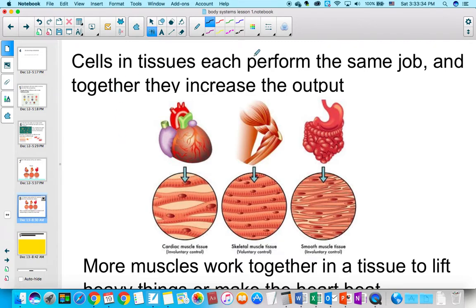Cells and tissues each perform the same job, and together they increase the output. What I mean by output, I mean their efficiency. They're able to work better together, right? You couldn't lift a heavy weight if you didn't have all of these cells in your muscle tissues pulling together. You wouldn't be able to lift things, you wouldn't be able to move things if you only had one cell. One cell can't do a lot, but many cells can do so much.